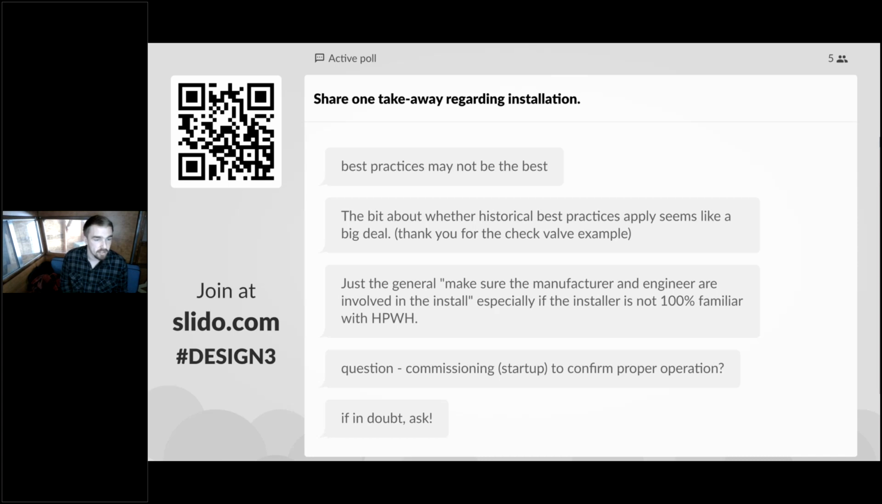And then there's a question about commissioning and startup to confirm proper operation, and that's the next thing we're going to dive into. So that's a great segue. And if in doubt, ask. That's a big thing that we need to make sure to keep in our mind as well. Nobody knows everything, so it's better to ask questions than assume that you know what's going on and have to change something later.